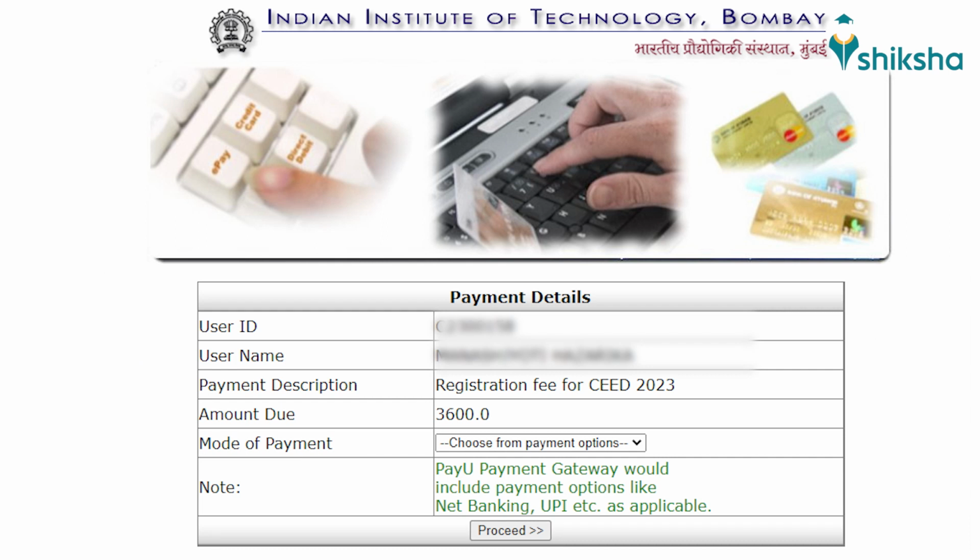You can choose the payment options from the drop-down menu. Make the payment to complete the application process. Once the payment is made, you can also download the completed application form. That was all about CEED 2023 application process.